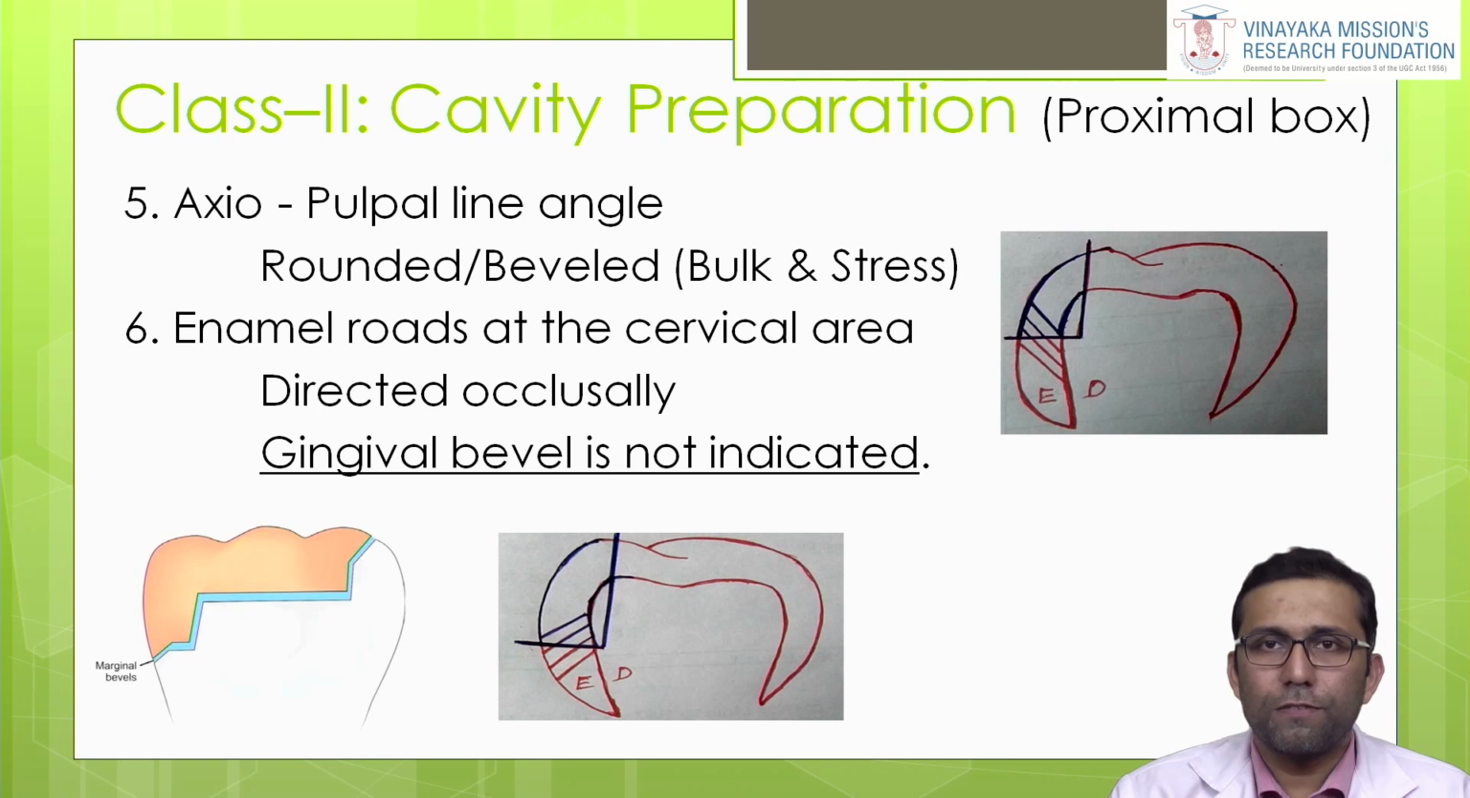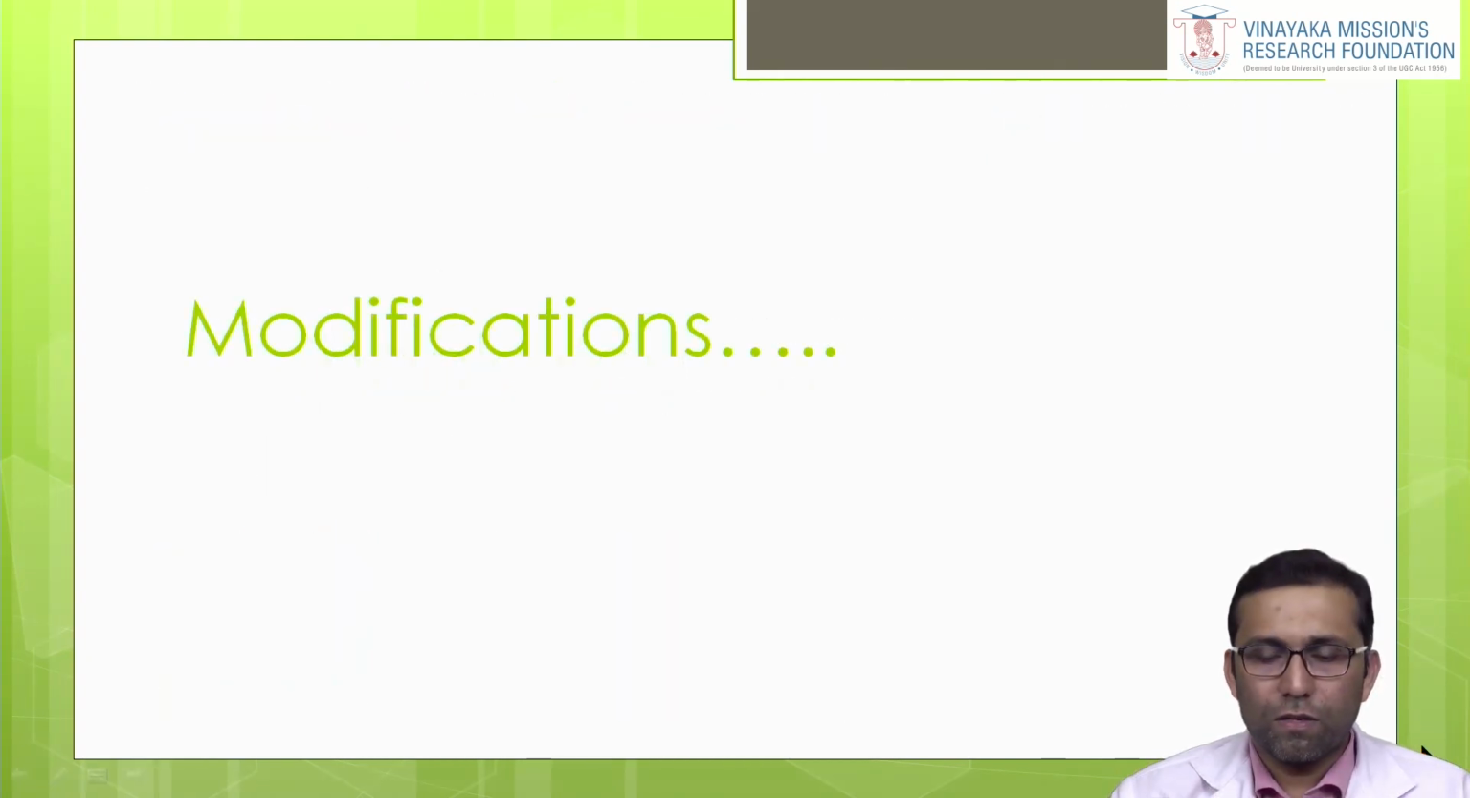So these are the major differences that you should be careful about when preparing a cavity in the case of primary, and they should be followed so as to have a good restoration without a marginal breakdown in a primary tooth. Now I'll just recapitulate the modifications that I've already told.